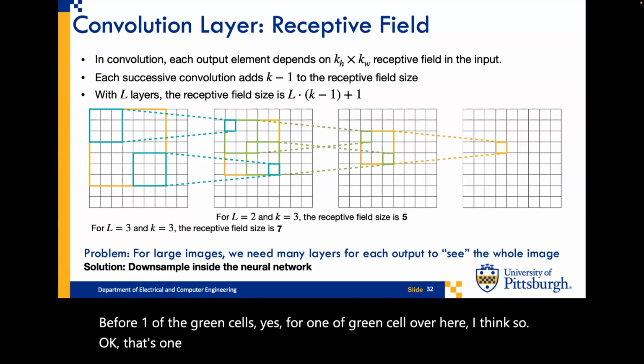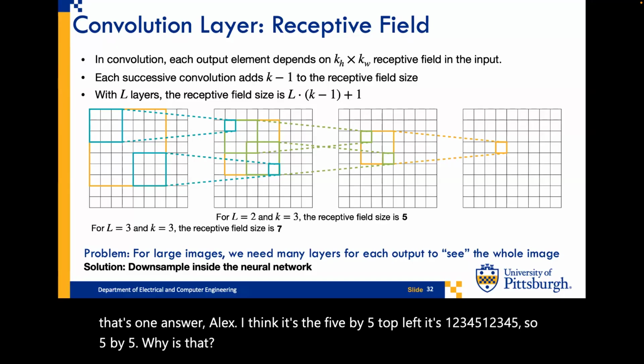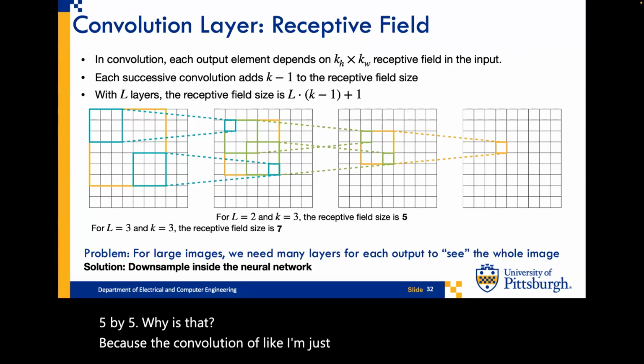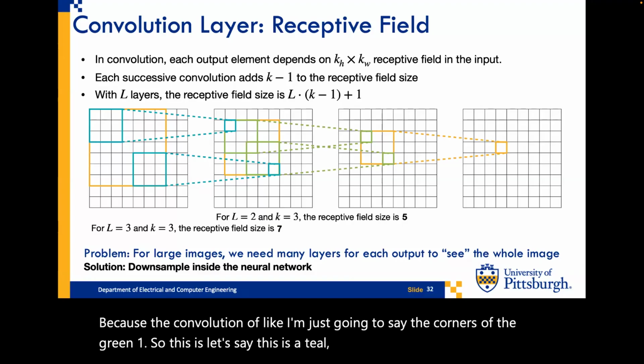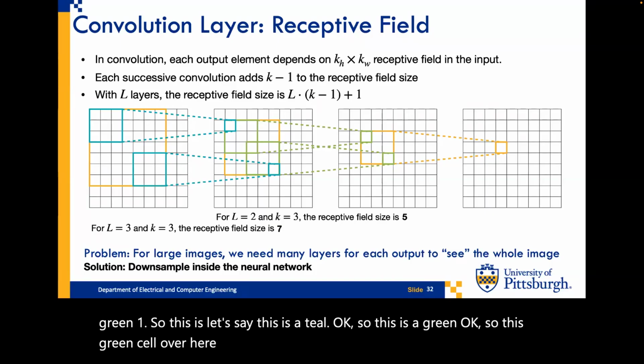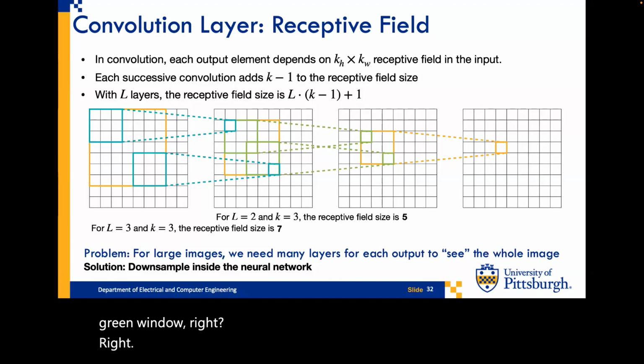Alex? It's the 5 by 5 at the top left. It's 1, 2, 3, 4, 5, and 1, 2, 3, 4, 5. So 5 by 5. Why is that? Because of the convolution, I'm just going to say the corners of the green one. Let's say this is a teal one, and this is a green one. This green cell over here gets information from this 3 by 3 green window, right? But this teal cell gets information from this 3 by 3, right?